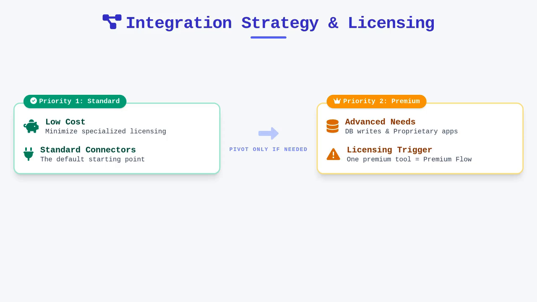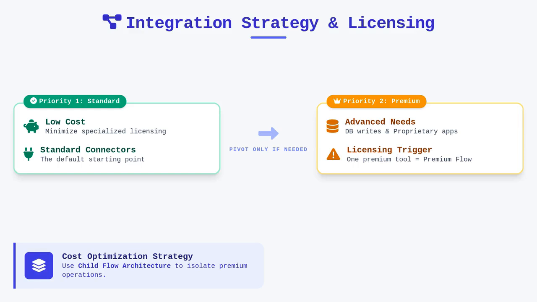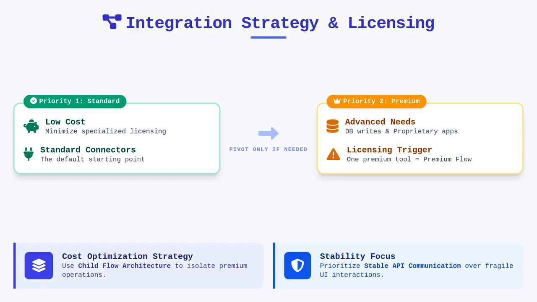Keeping your orchestration logic segmented can sometimes help in optimizing these costs. For instance, you might use a child flow architecture to isolate premium operations. By understanding these functional and licensing implications, you will be well equipped to design robust, cost-effective automation solutions that rely on stable API communication rather than fragile UI interactions.